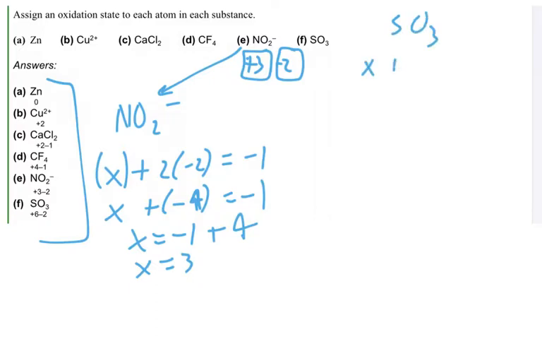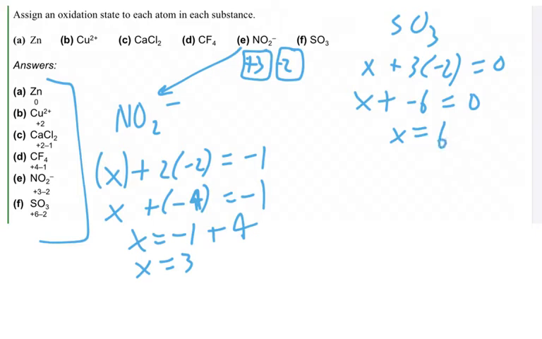So X plus, we got 3 oxygens, each at -2, but we're going to equal it to 0 because it's neutral. So X plus -6 is equal to 0. X is going to be 6. So the sulfur here is a +6, and the oxygen, as usual, is -2.